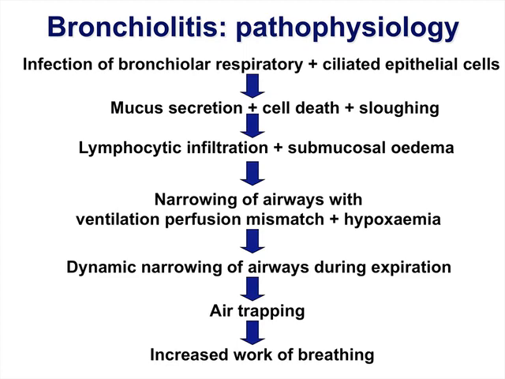Now we're going to talk about the pathophysiology of bronchiolitis. So the initial infection is confined to the upper respiratory tract, but spreads to the lower respiratory tract in 40%. Infection of the bronchiolar, respiratory, and ciliated epithelial cells causes mucus secretion and cell death and cell sloughing. This is followed by lymphocytic infiltration and submucosal edema, which leads to narrowing of the airways with ventilation-perfusion mismatch and hypoxemia. This causes dynamic narrowing of the airways during expiration, which leads to air trapping and increased end expiratory lung volume with decreased lung compliance, which all adds to the increased work of breathing.